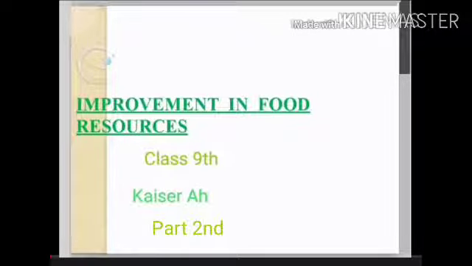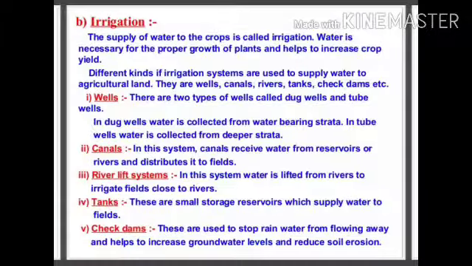Good morning, students. Today we are going to discuss the second part of the bioscience chapter, Improvement in Food Resources. As already discussed in the first part, why is there a need for improvement in food production, as our population is growing rapidly. Now today we will discuss the second method of crop production management. After discussing the first, nutrient management, second is irrigation, which is needed for improvement in food crop production.